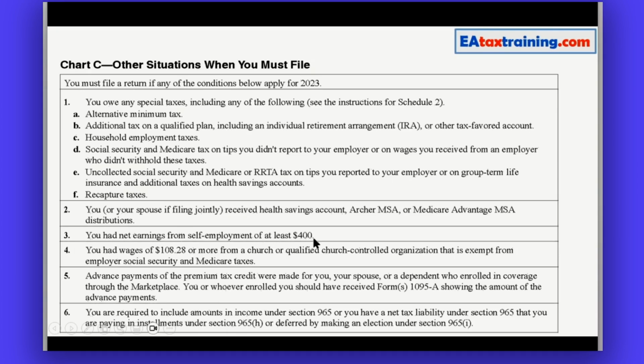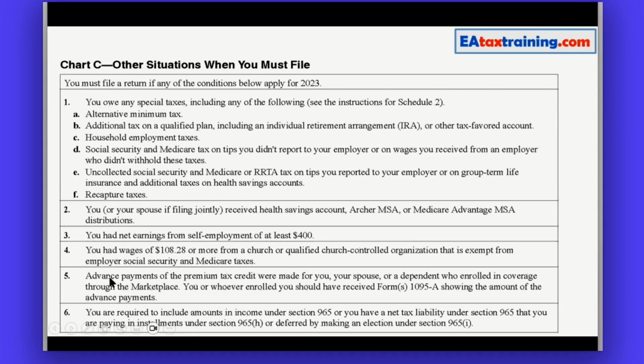And then number 3, this is an important one. You're likely to get a question about this on the exam. If the taxpayer had net earnings from self-employment of at least $400, then they need to file a return. Net earnings from self-employment means you take your gross earnings from self-employment, so how much income you received, and then you subtract the related expenses. That is your net earnings from self-employment. And if it's at least $400, you're going to owe something called self-employment tax. And since you're going to owe that tax, you have to file a Form 1040.